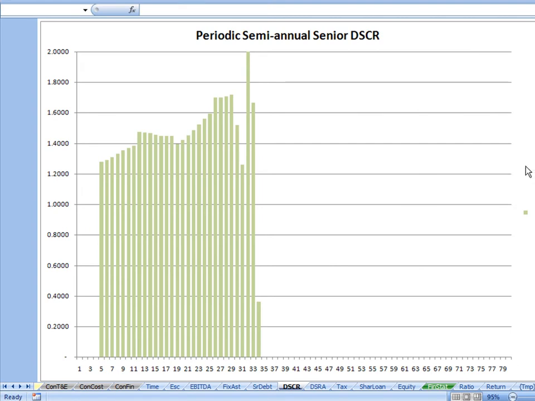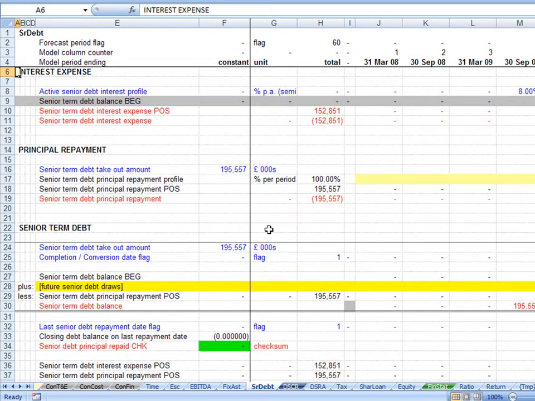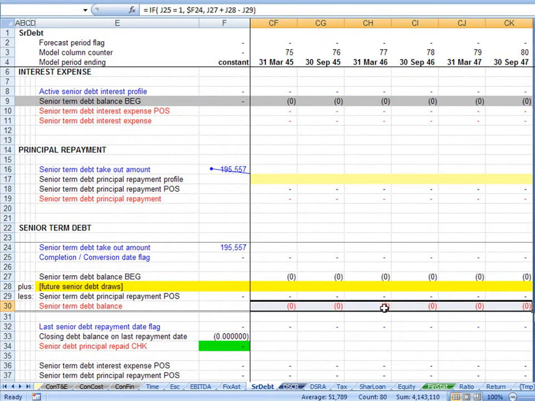So here we are back in the model with our variable repayment profile. And the senior debt calculations at present are not at all complicated. We've got simple interest rate times the brought forward debt balance, getting us to an interest expense. And crucially, the principal repayment is calculated as nothing other than the amount of senior debt that was used to finance the construction multiplied by a repayment profile that adds up to 100%. We then have a debt balance that repays itself to zero.